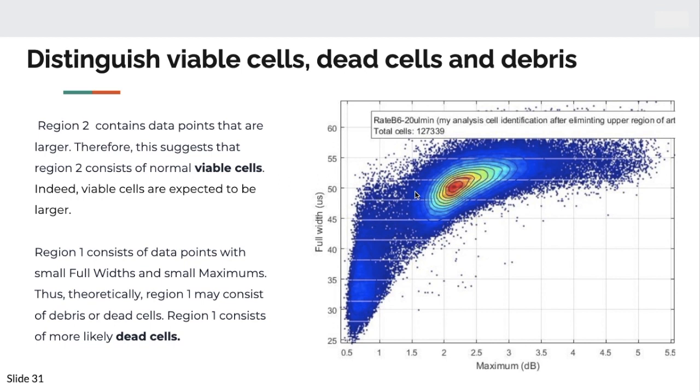Now, how do we distinguish these? Well, again, we look at groupings, but actually theory indicates, and a lot of other experiments indicate, that viable cells are larger. They're larger than debris and dead cells. So just by looking at the y-axis at the full width, we can see that this region, which I called region 2, is way larger than region 1. So theory would indicate that this is viable cells. On the other hand, region 1 is way smaller according to the y-axis, and so it's either debris or dead cells. In this case, it's actually dead cells, and I'll explain why.